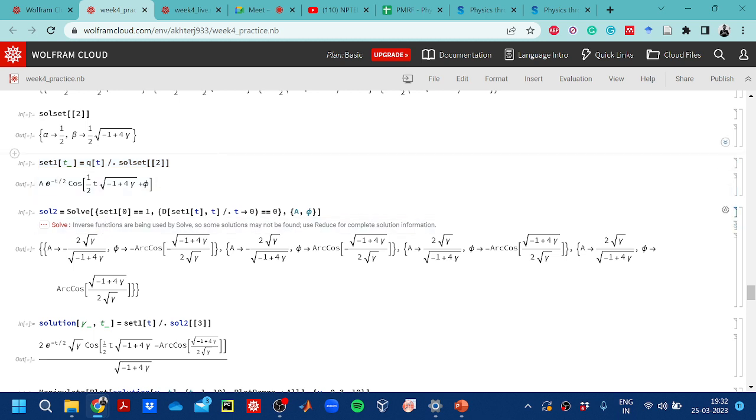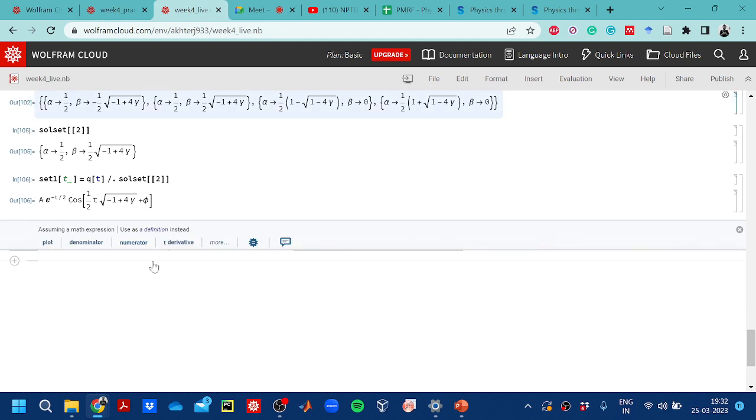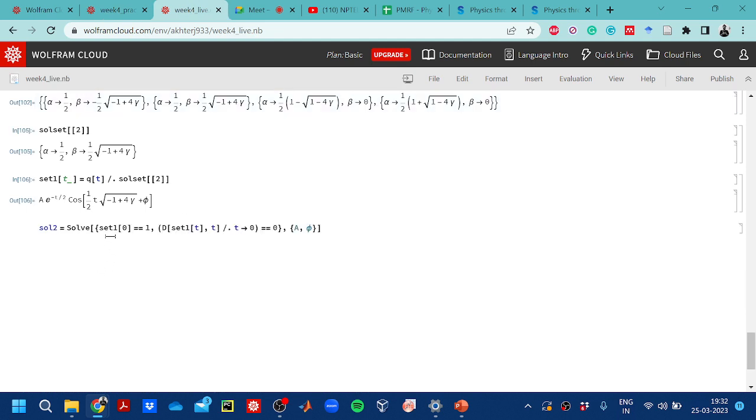So let us see how to do that in Mathematica. For that we have to write down this command. First let me copy, and then I will explain. Yeah. So what it will do is solve two sets of equations. And what are these? One is this function evaluated at time 0, which is equal to 1. So this is our one initial condition, and this is our second initial condition.